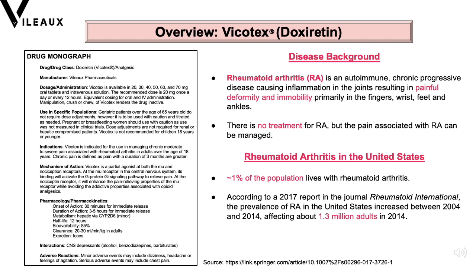Pharmacological and pharmacokinetic data includes an onset of action of 30 minutes, the duration of action of 3 to 5 hours, minor hepatic metabolism by CYP2D6, half-life of 12 hours, bioavailability of 85%, clearance of 20 to 30 milliliters per minute per kilogram in adults, and excreted fecally. Vicodex interacts with CNS depressants such as alcohol and barbiturates, and adverse effects include dizziness, headaches, or feelings of agitation, and serious adverse effects include chest pain. Now we'll move on to clinical development with Jang.